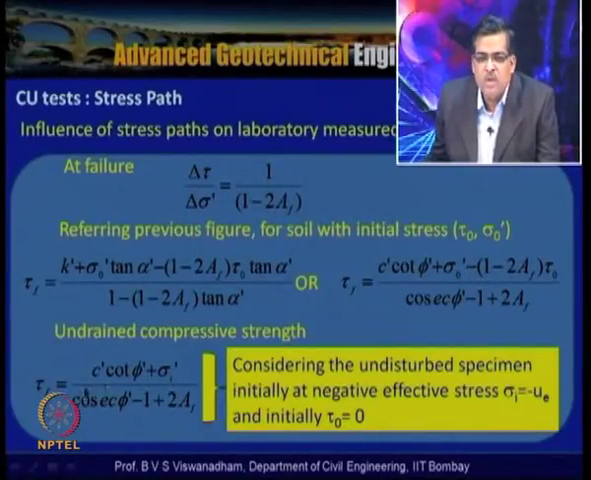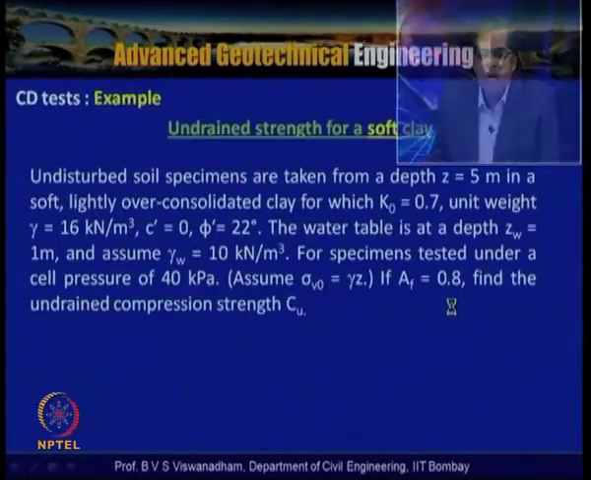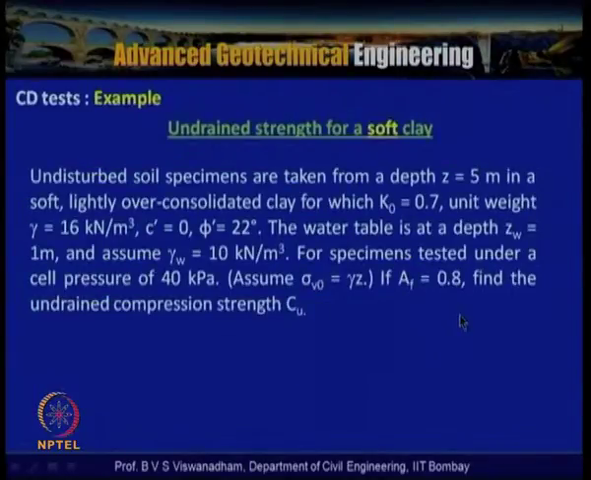So what you have got is c dash cot phi dash plus sigma dash divided by cosecant phi dash minus 1 plus 2 AF, that actually remains here. So based on the deliberation, let us look into one problem here.